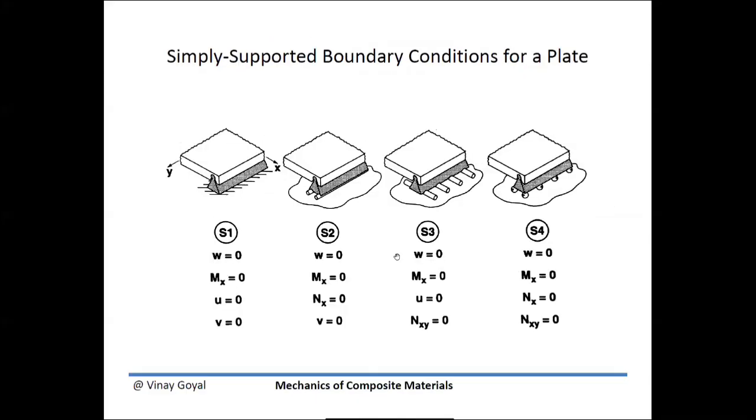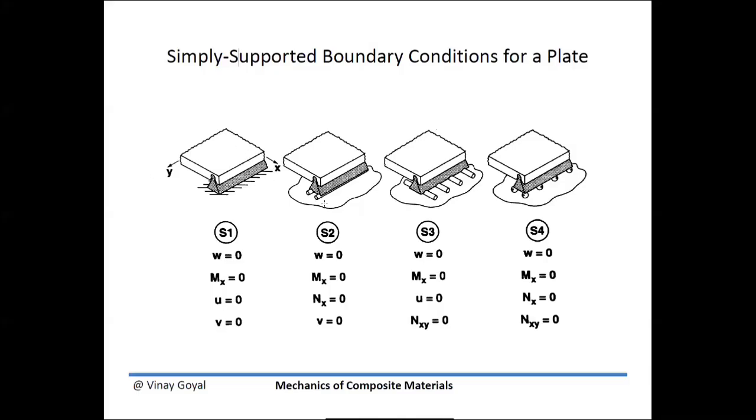And here are some illustrations of various simply supported conditions you can have. So here you can see a W0 in the thickness direction because it's supported well and it's fixed to the ground. But you're allowing bending to occur at that pin. And you can see that U and V are also zero, so there's no deflection in X and Y.